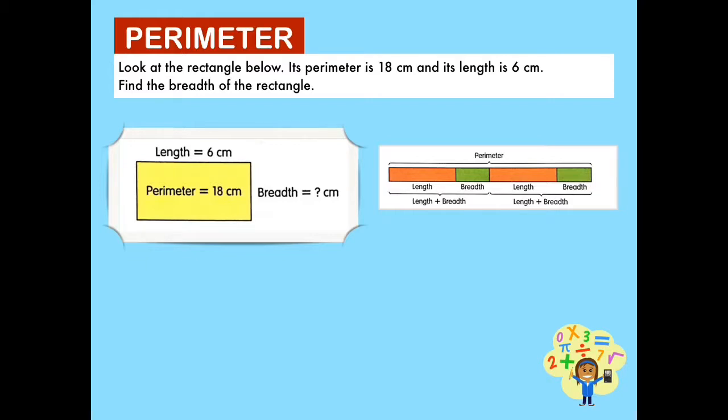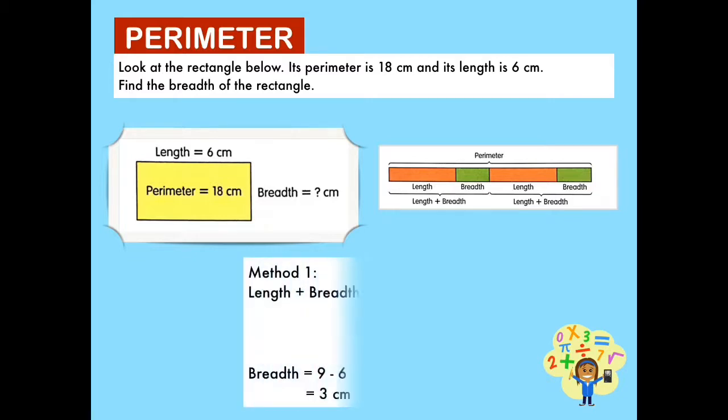We know that the perimeter of the rectangle is 18 centimeters. Perimeter is equal to 2 pairs of the total of length and breadth. So, length plus breadth is equal to perimeter divided by 2. We know that the perimeter is 18, so we divide it by 2, which will be 9 centimeters. Then, to get the breadth, we subtract 9 minus 6, which is equal to 3 centimeters.